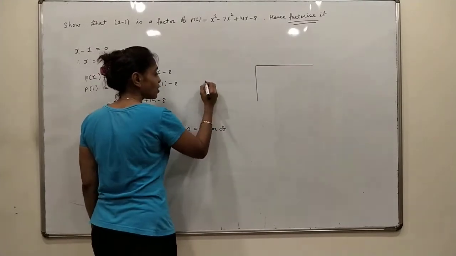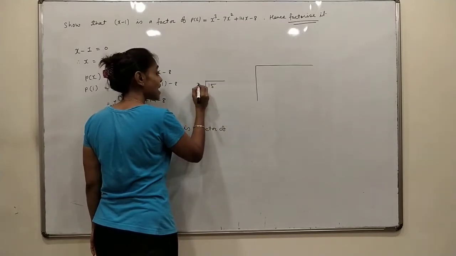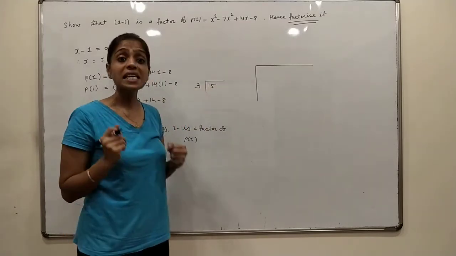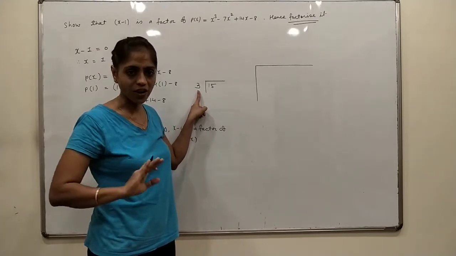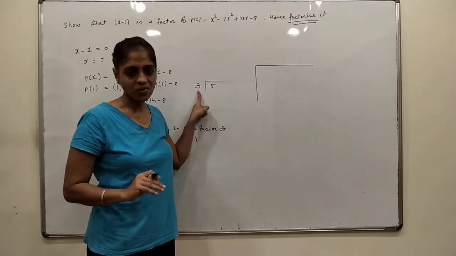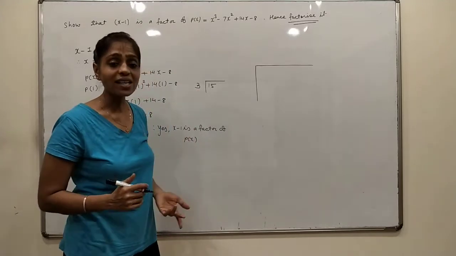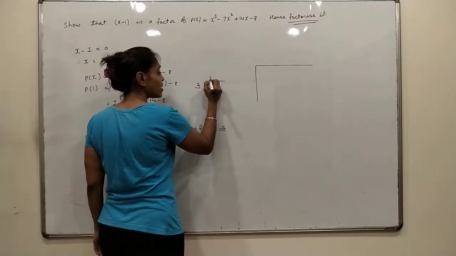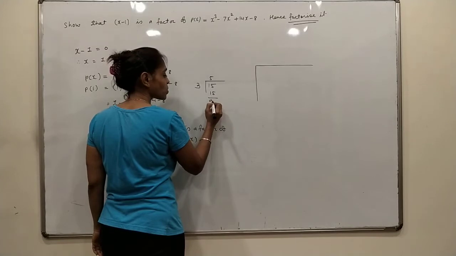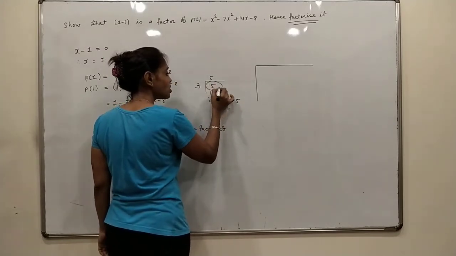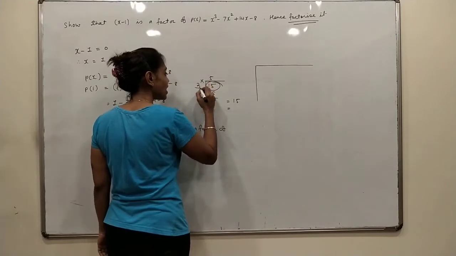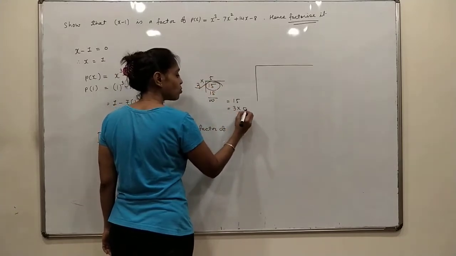For example, you realize that yes, 3 is a factor of 15. We have already shown that 3 is a factor of 15. Then to factorize it, you have to use the long division method. 3 fives are 15, equal to 0. Remainder is 0. So 15, in place of 15, I can write 3 into 5.